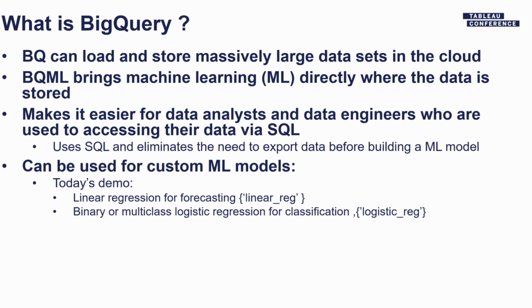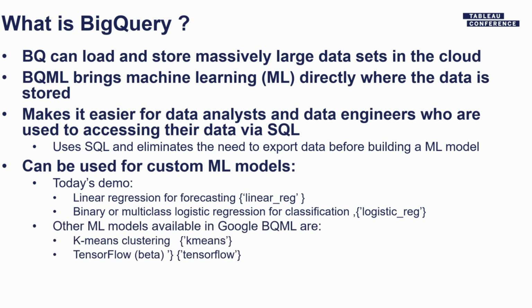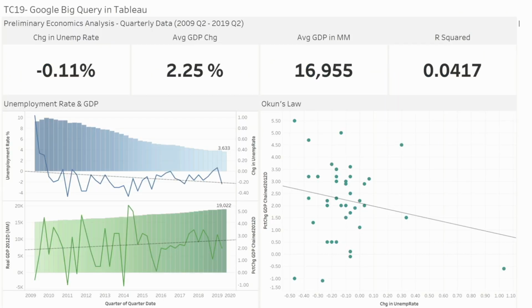The ones we're going to focus on today are linear regression, which Edwin will walk through that example, and binary logistic regression, which I'll walk through a use case of as well. There are a couple of other models available, which we've noted, the k-means clustering and TensorFlow beta. So with that, we'll move on to a dashboard. And Edwin, can you tell us what we're looking at here?